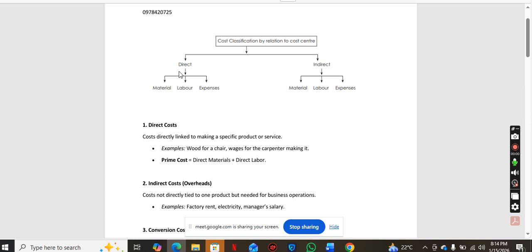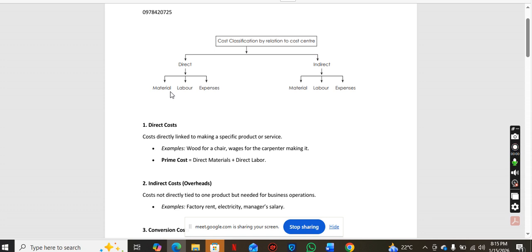Okay, so we've got direct and indirect costs. A direct cost is a cost that is easily traceable or is part of a finished product. Like direct materials.